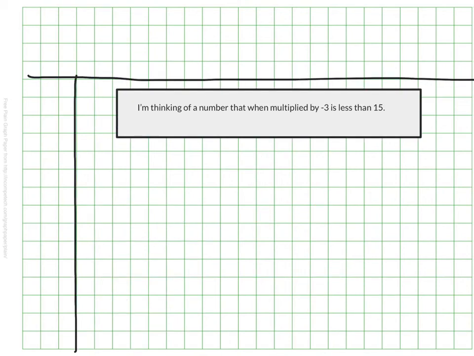You could think of this like most algebra, like you're solving a puzzle. So I could say I'm thinking of a number that when multiplied by -3 is less than 15. I know that I have a number and I'm multiplying it by -3 and it has to be less than 15. So I can try to figure out what my number should be. Well, let's solve for what n could be.